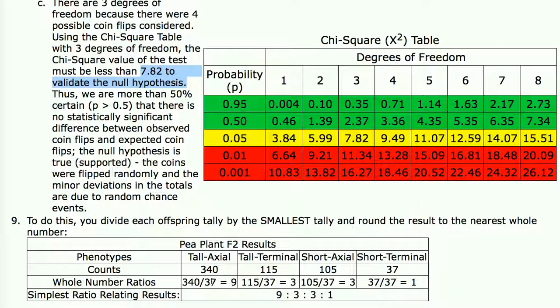So 340 divided by 37 rounded to the nearest whole number is 9. 115 divided by 37 rounded to the nearest whole number is 3. 105 divided by 37 rounded to the nearest whole number is 3. And 37 divided by 37 is 1. The ratio comes out to 9:3:3:1. What this means is that these were 9 times bigger than this. The tall terminals were 3 times bigger than the short terminals. The short axials were 3 times bigger than the short terminals. And the whole ratio was based on the short terminal, and that's why that's a 1.